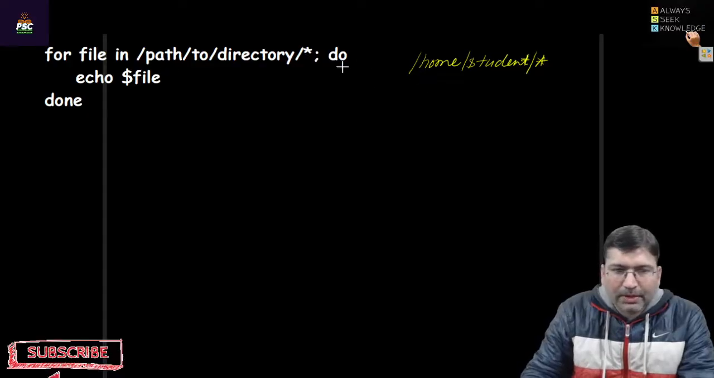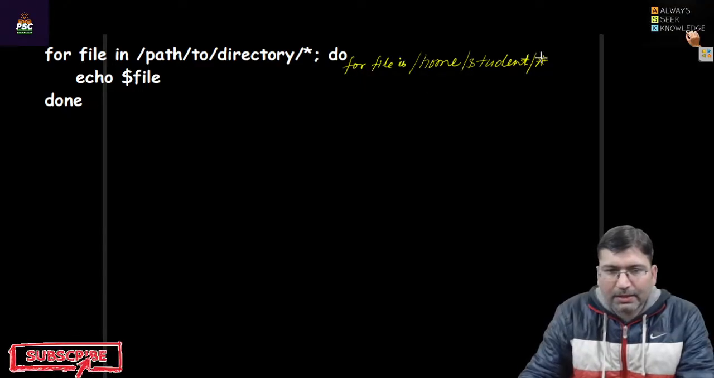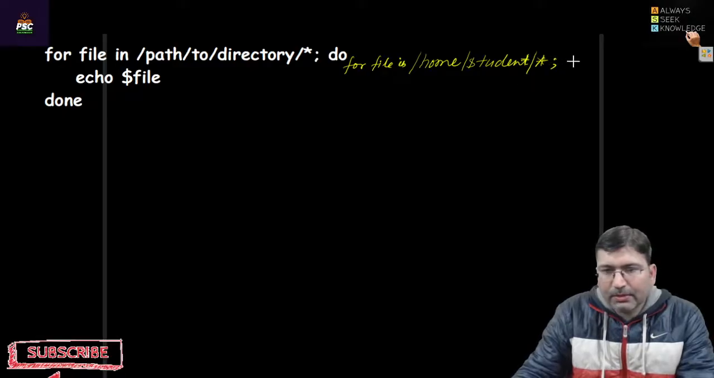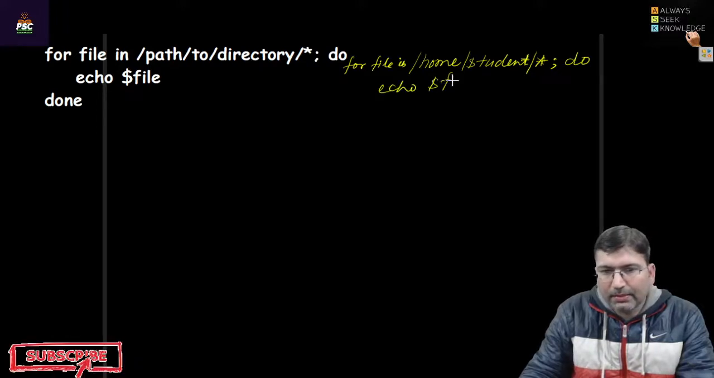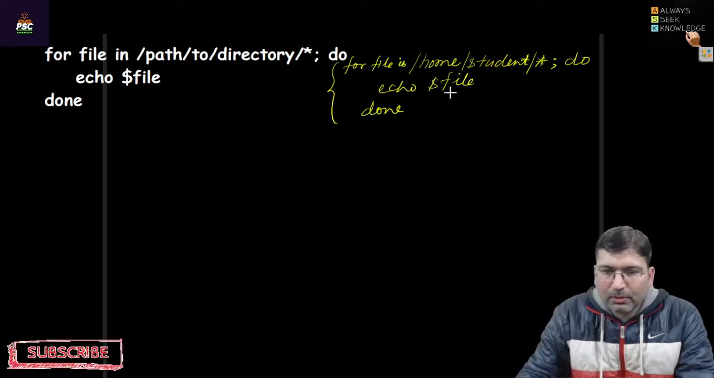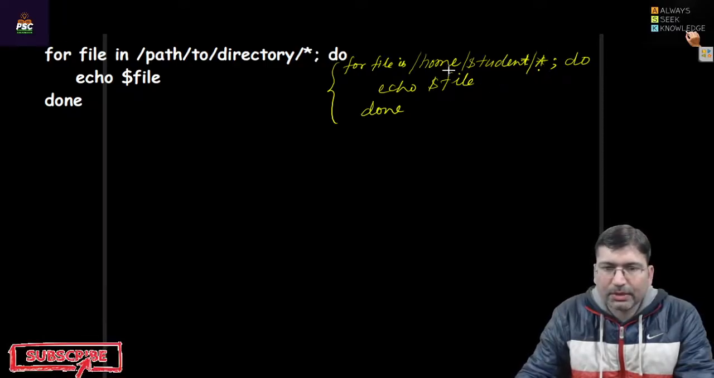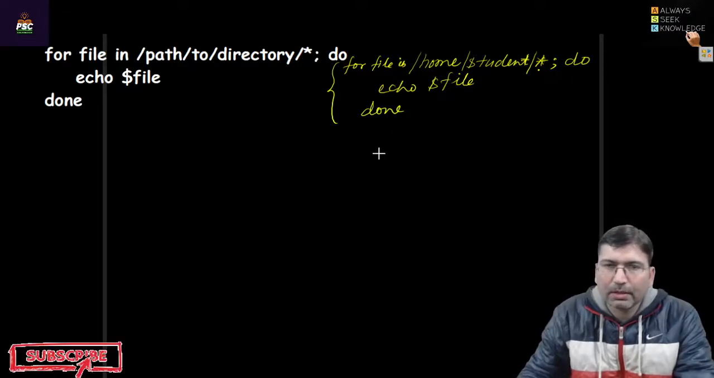So I will write for variable name is, let's say, file, and keyword in I put here, and then this thing. Then I can apply do here, and I can start printing echo dollar file, let's say, and then done. So what this program will do is print all the names of files and directories available in home student. This star represents the list of all the names of present working directory content, right? So one by one it will be printing, and this for loop will be continuing. So this is the way.